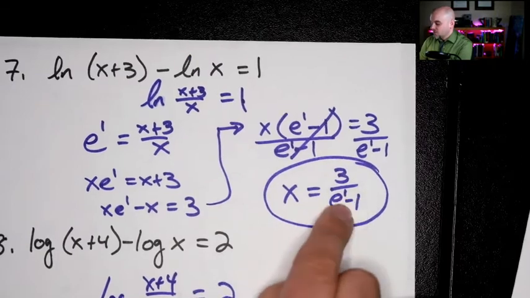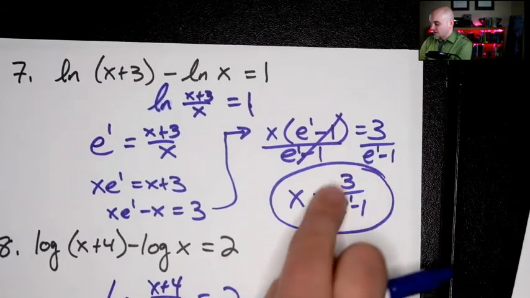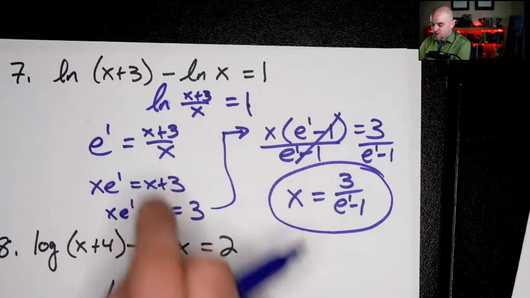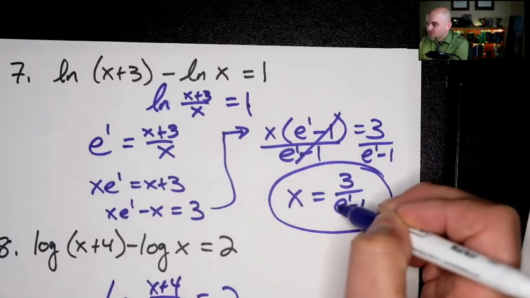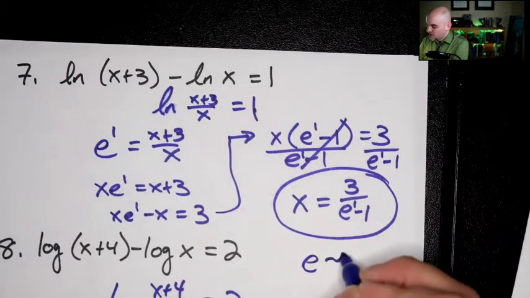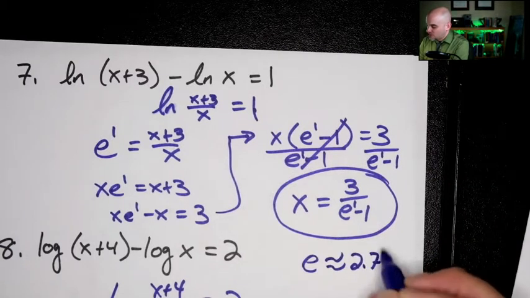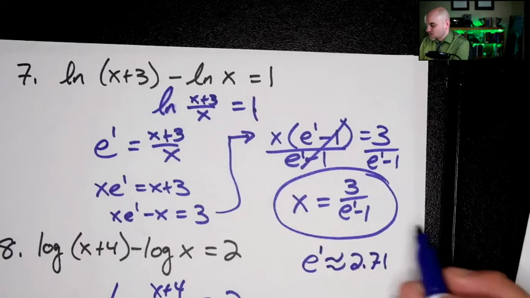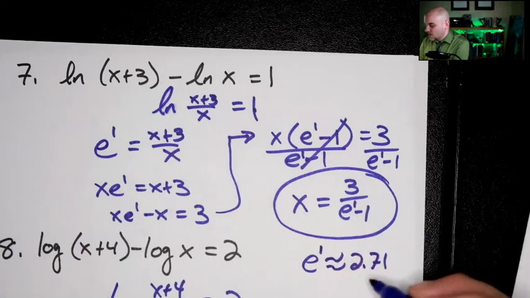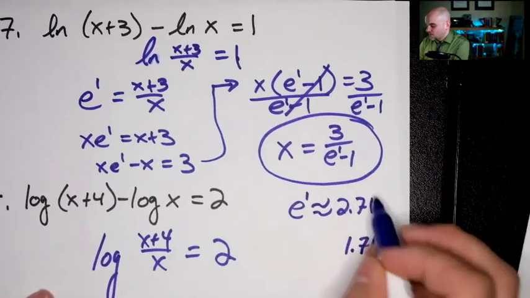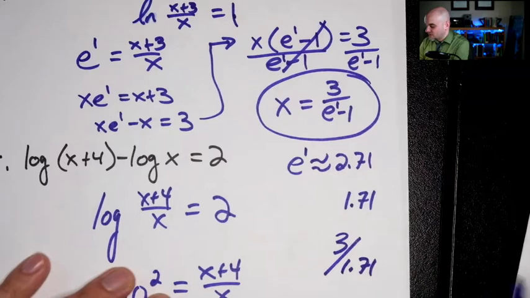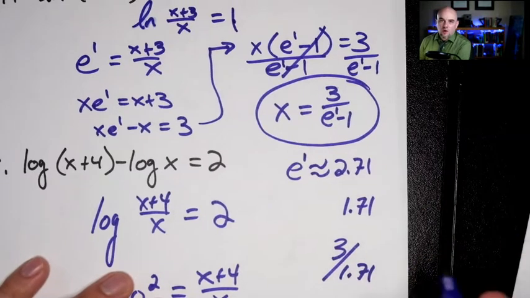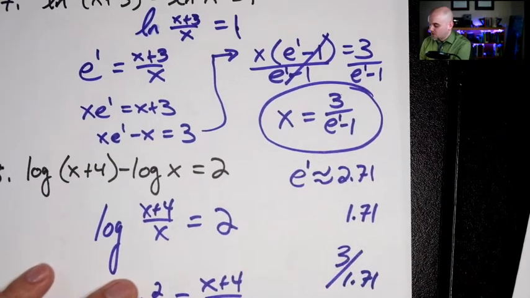So you say, Mr. Burnett, how do I know? I don't even know how to work that. How do I put it in here and make sure I don't get a negative or a 0? Well, just think about it. E is approximately 2.71, and e is the same thing as e to the first. So if I subtract 1 from it, I'm going to get 1.71. And 3 divided by that number, 3 over 1.71, is going to be somewhere like 1.5 or something. It's close to 3 divided by 2.